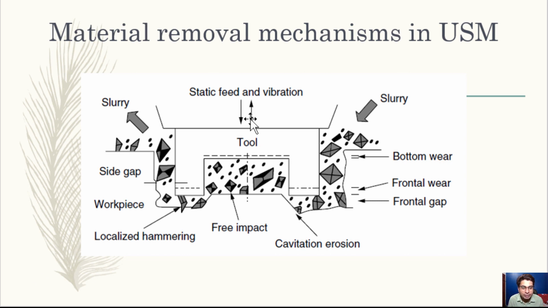As this tool is vibrating at ultrasonic frequencies with a to-and-fro motion, the abrasives coming into the spaces between the work surface and the tool get crushed by the vibration in a sort of hammering action. The second is microchipping by free impacts of particles that fly across the machining gap and strike the workpiece at random locations.